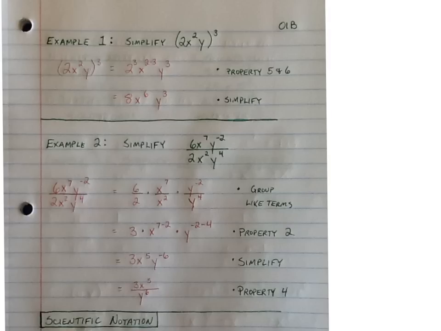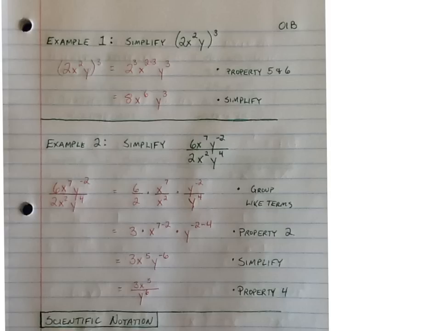And then I simplified each piece. 3 is 3, the x becomes x to the 5th, and the y goes to y to the negative 6th. And then in the final step, we got rid of the negative exponent by moving the y to the denominator.